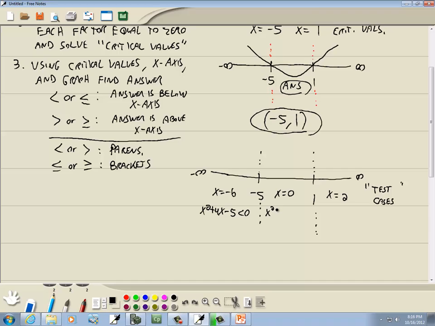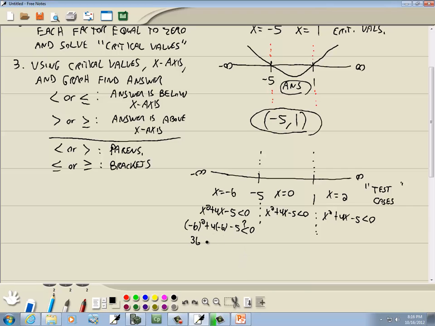And plug it in here. x squared plus 4x minus 5 is less than 0. So if I plug -6 in, I'd have -6 squared plus 4 times -6 minus 5 less than 0. And this is more of a question mark at this point. We're wondering if that's true.